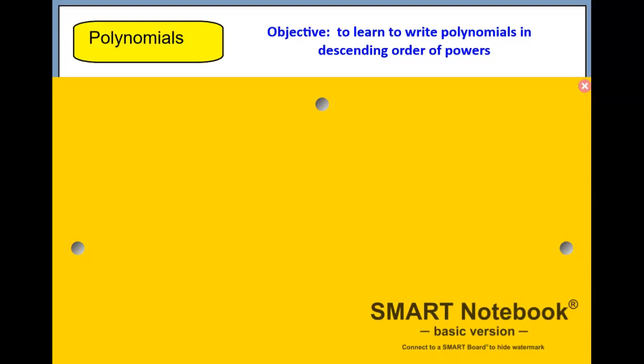The first thing that we need to know is that a polynomial only means many terms. Poly, many, nomial, terms in math. So one of the first things that we need to do is make sure that we know how to write polynomials in descending order of powers. So take a look at this problem.